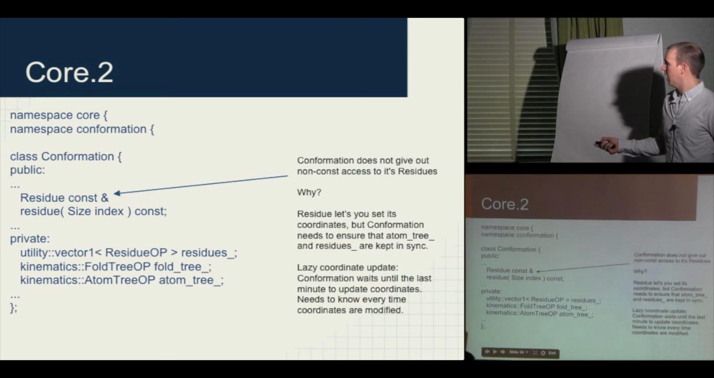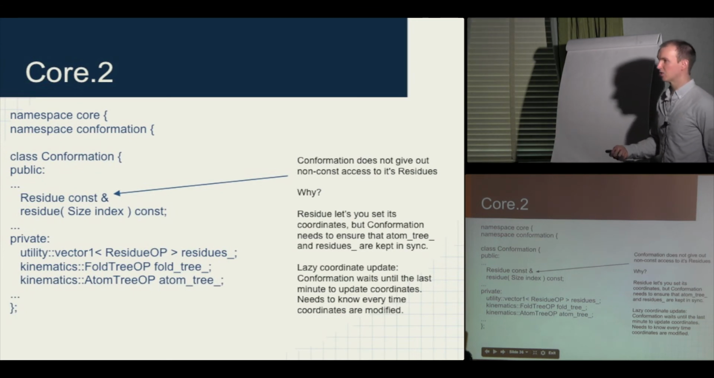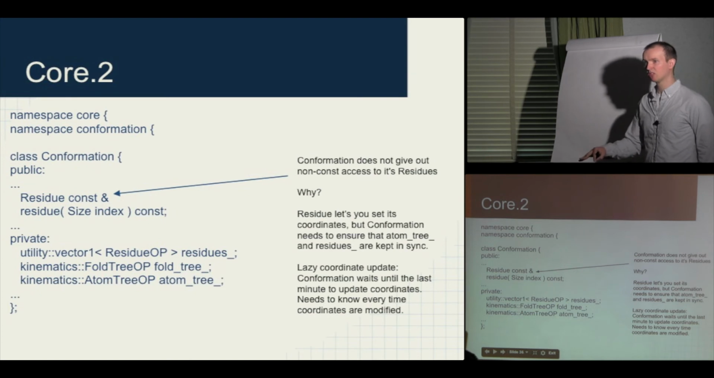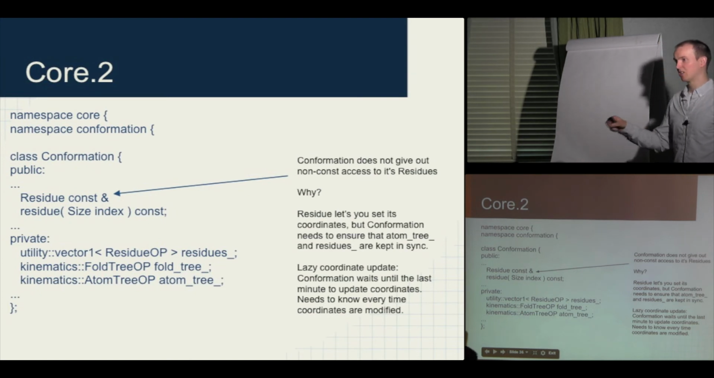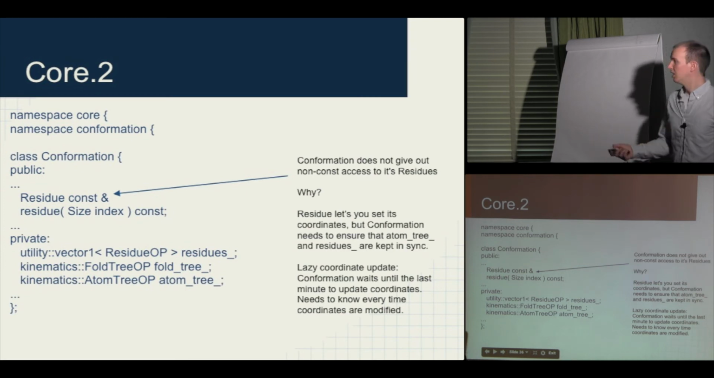Okay, so you can set its coordinates. Residue lets you set its coordinates, but conformation doesn't want you to do it, at least not from the residue. So you can tell conformation set XYZ for a coordinate, but then it knows that you did it. But if it just gave you non-const access to a residue, you could set the XYZ for that residue without conformation being aware. So when you call conformation.setXYZ, it's writing down that you just called that function.